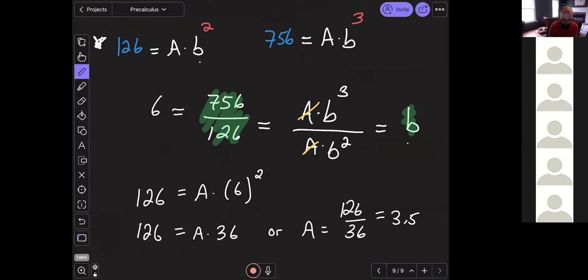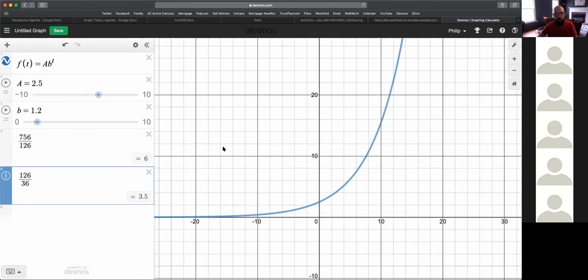All right, so let's keep these numbers in mind: our b was 6 and our a is 3.5. Okay, so let's jump back over to Desmos. I'm going to go ahead and share my other screen.